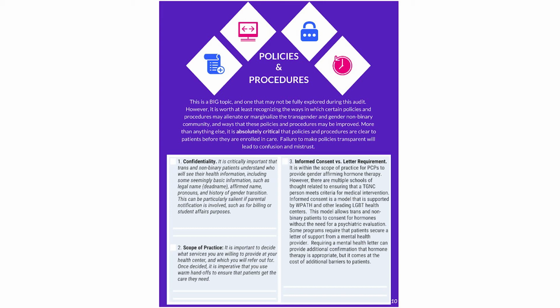One aspect of policies and procedures to think about is confidentiality. It's critically important that trans and non-binary people understand who will see their health information, including some seemingly basic information such as legal name, affirmed name, pronouns, and history of gender transition. This can be particularly salient when a patient is underage and a parent might be able to see a billing statement.